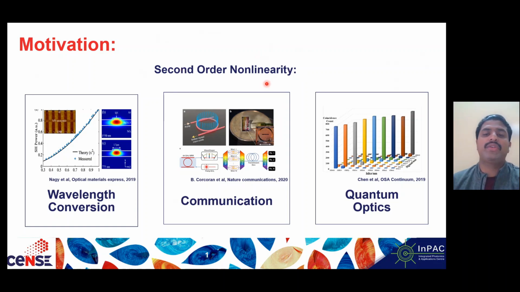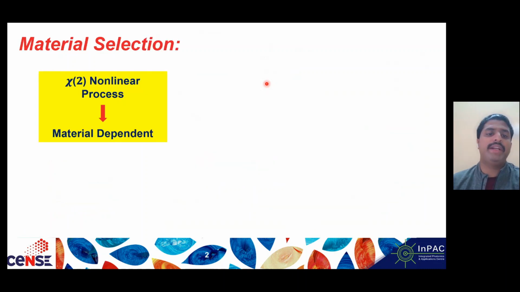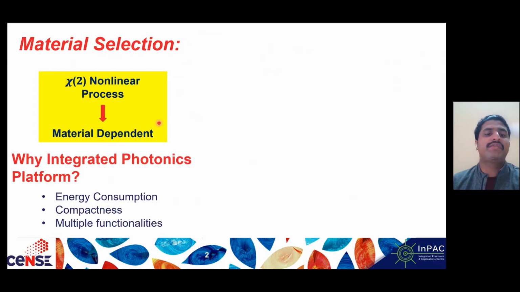When you think about the χ2 process, it is material dependent, so you have to select a perfect material to get really good conversion efficiencies, as well as we work on an integrated photonics platform. If you see conventional data centers, you can see really large equipment that consumes a lot of space and a lot of energy. By using this integrated photonics platform, we can shrink the size of these devices to the size of your fingernail with much better performance and really less energy.